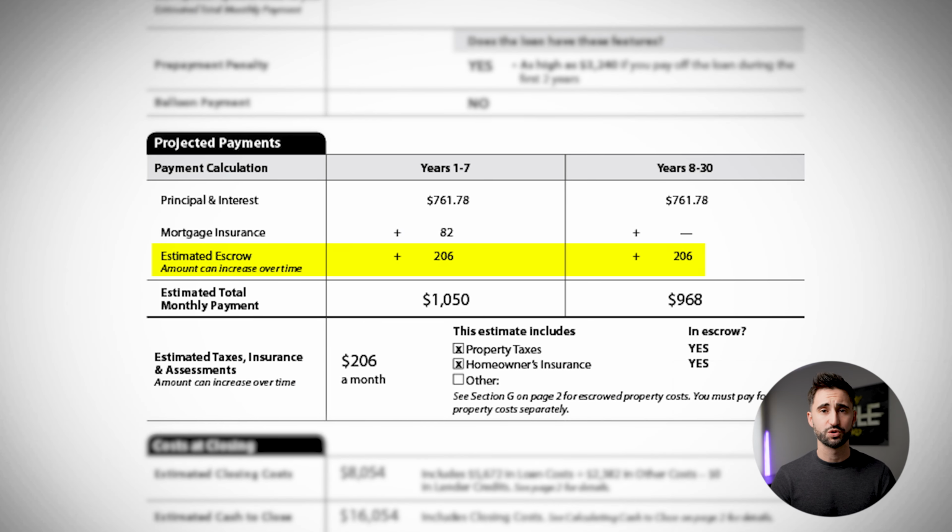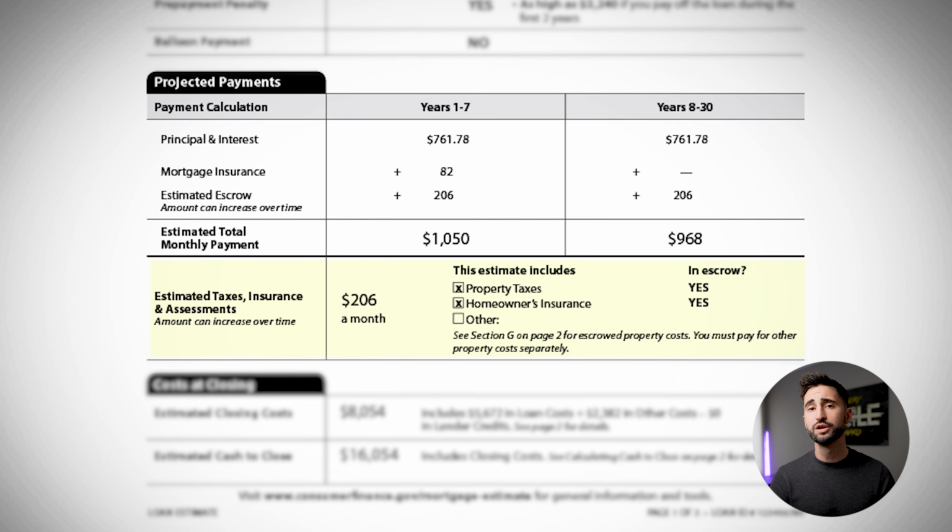Next up are gonna be our escrows. And I'll talk more about this later in the video, but if you're putting less than 20% down, these are mandatory. So each month when you're making that total payment, a portion of it is going to your real estate taxes and your homeowner's insurance. So when we put all of these together, you can see your total projected monthly payment.